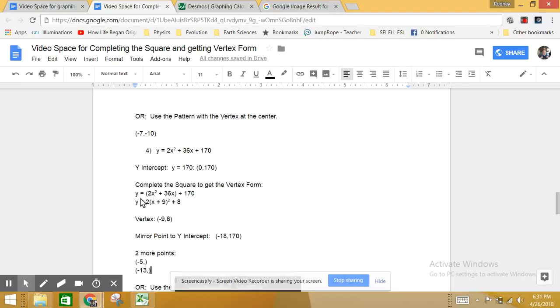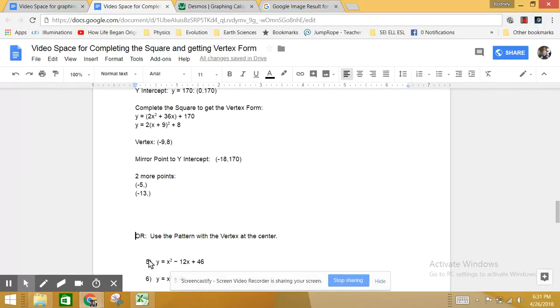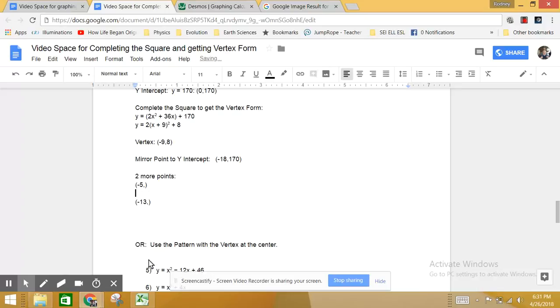Okay, and we are back. So we have 2 more points. We want to use our function to get the outputs for these inputs. So I'm going to scroll down a little so we can see what we're doing. I'll just do it this way. Put that one there and this one here. So -5, we're going to plop that in there for x, and -13, we'll plop that in as the input replacement for x. And we'll see what these work out to be.